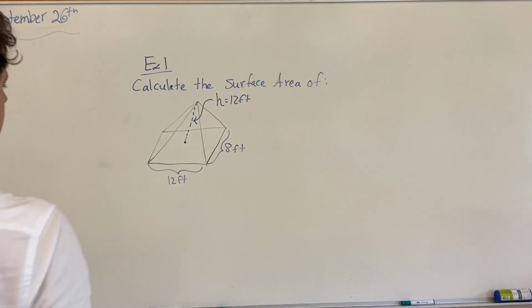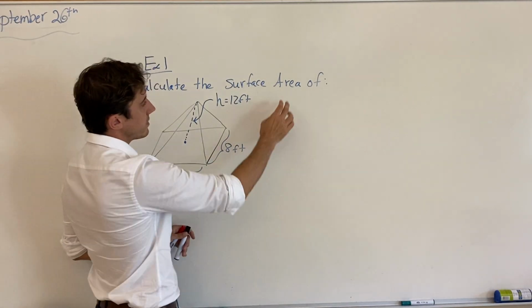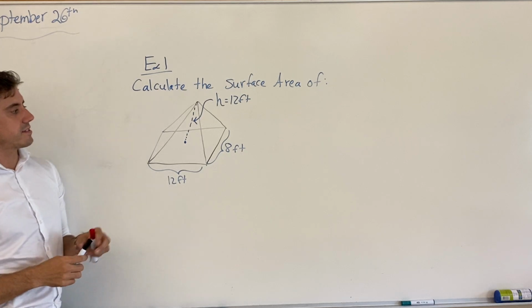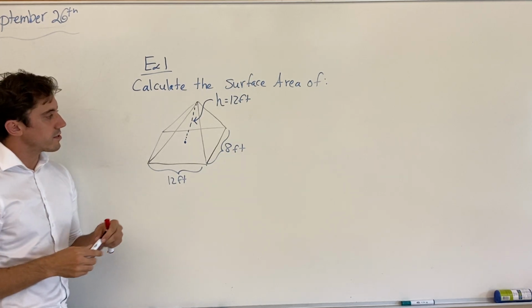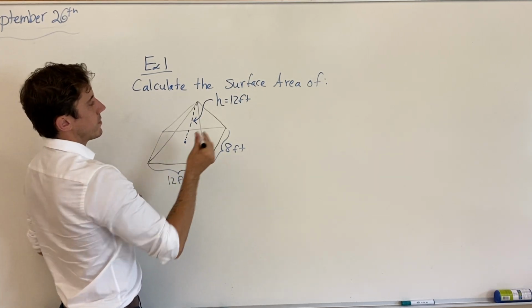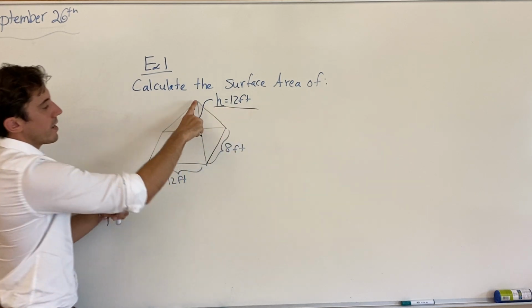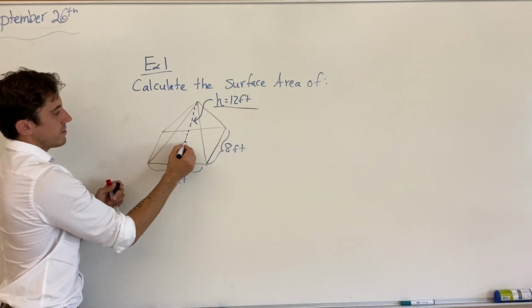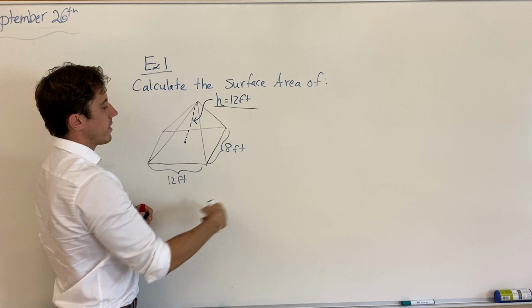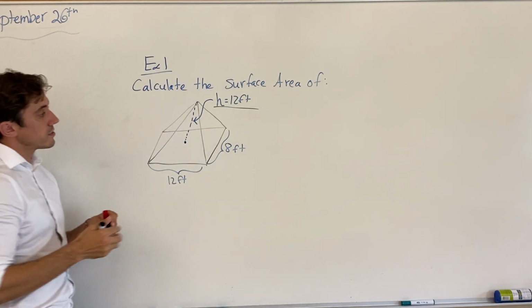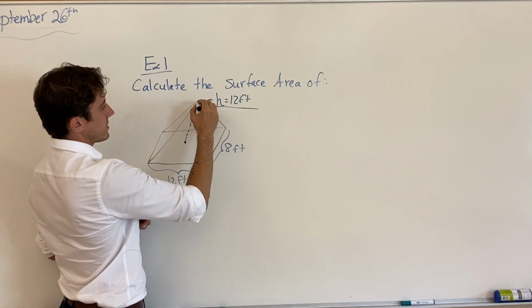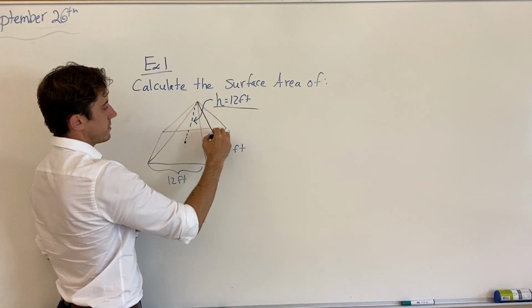Good afternoon, everyone. Today we're going to do an example of calculating the surface area of this rectangular-based pyramid, okay? So what we're given is the vertical height from the apex of the pyramid down to the very center, and we're given the dimensions of the base, okay? So what we don't know are the slant heights, right?